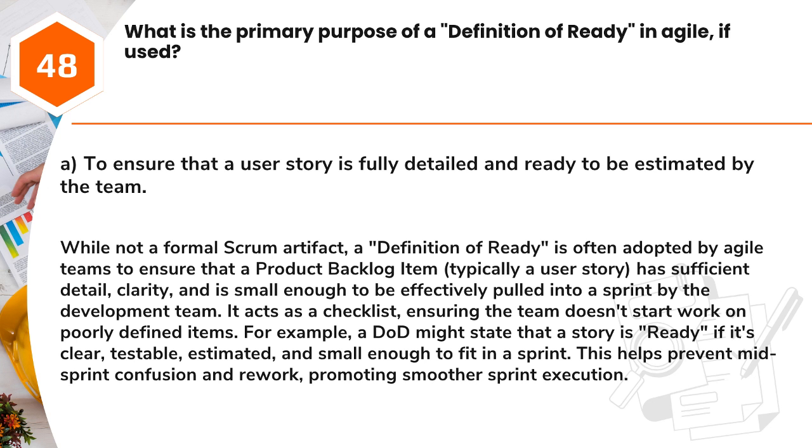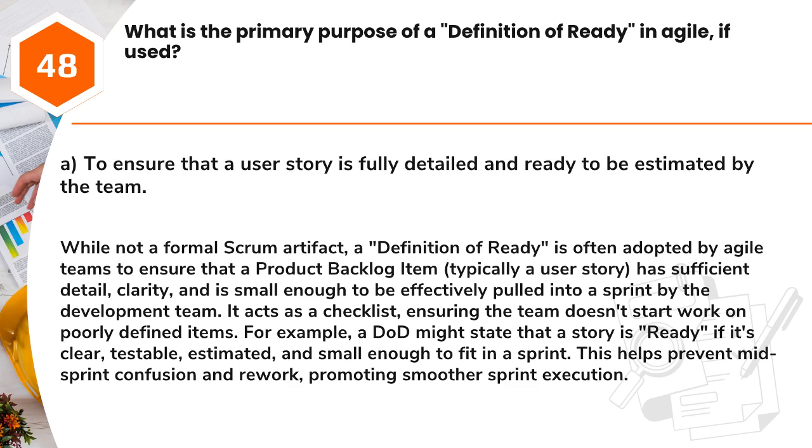Answer: A. To ensure that a user story is fully detailed and ready to be estimated by the team. While not a formal Scrum artifact, a definition of ready is often adopted by Agile teams to ensure that a product backlog item, typically a user story, has sufficient detail, clarity, and is small enough to be effectively pulled into a sprint by the development team.